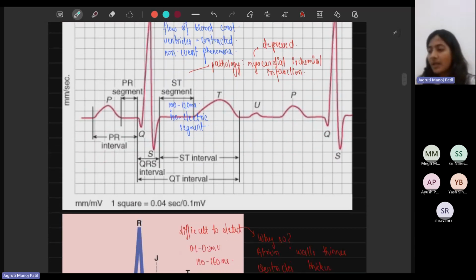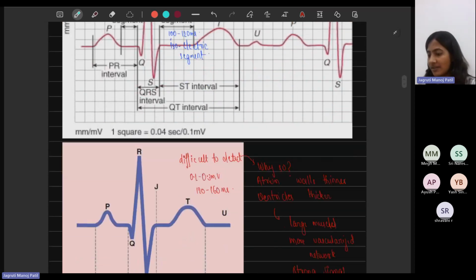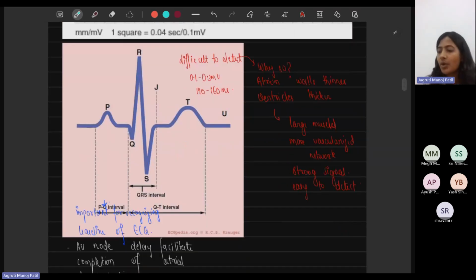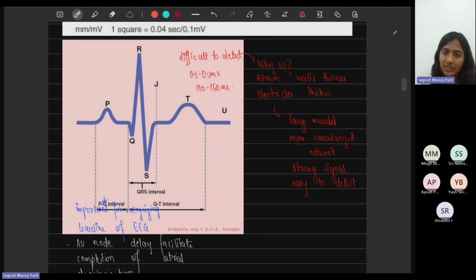So apart from representing the PR interval, people also give the PQ interval. That is the start of the atrial depolarization to the start of the ventricular depolarization. It's important in order to recognize the baseline of the ECG, where your actual signal will start from, where its zero is.